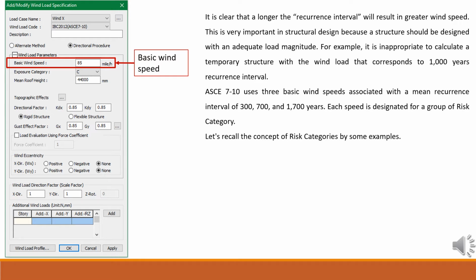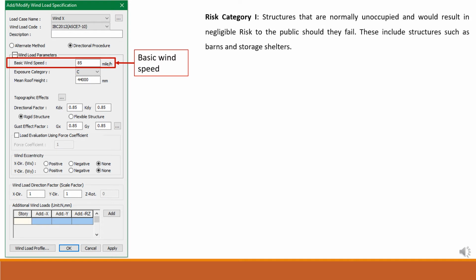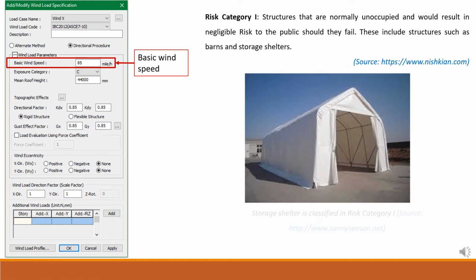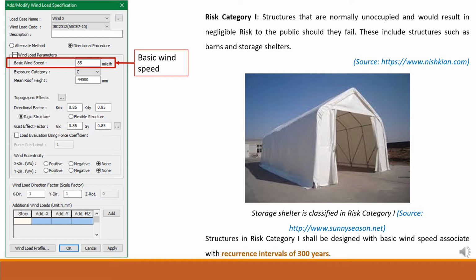Let's recall the concept of risk categories by some examples. Risk Category 1 – Structures that are normally unoccupied and would result in negligible risk to the public should they fail. These include structures such as barns and storage shelters. Structures in Risk Category 1 shall be designed with basic wind speed associated with a recurrence interval of 300 years.